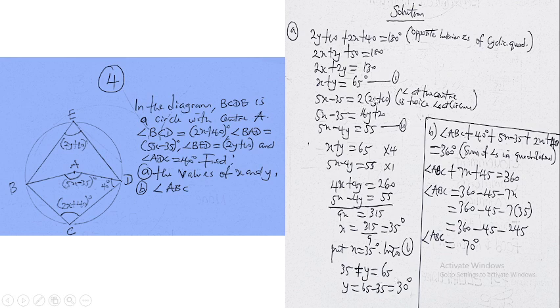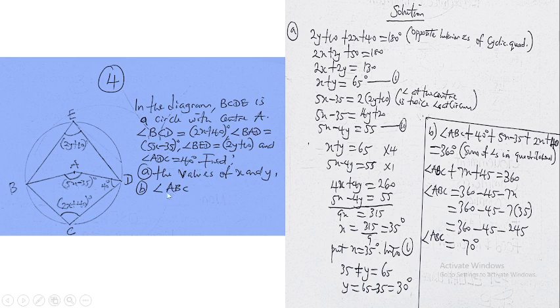Equation 1 says that x plus y equals 65. If our x is 35, we put that here. That means we'll be having 35 plus y equals 65. Collecting like terms, y equals 65 minus 35. That gives us 30 degrees. So y is 30 degrees. We have been able to find the values of x and y to be 35 degrees and 30 degrees. So that is the first part of the question.